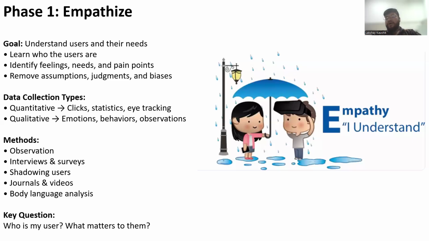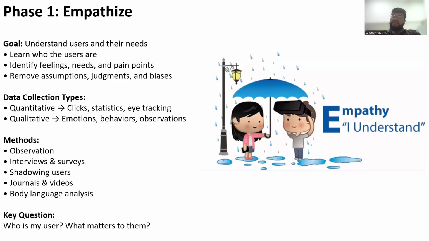User shadowing means we are not questioning the particular experience. We are avoiding creating bias, judgment, and assumption. That is the main idea of shadowing users.